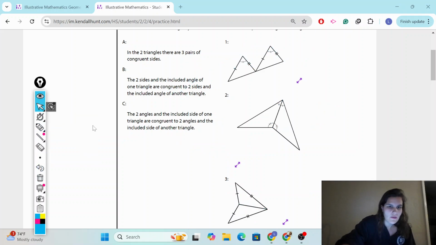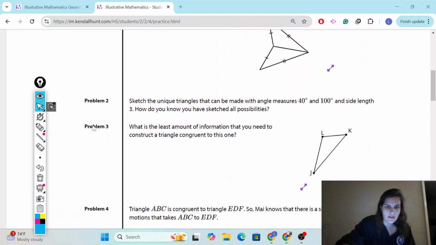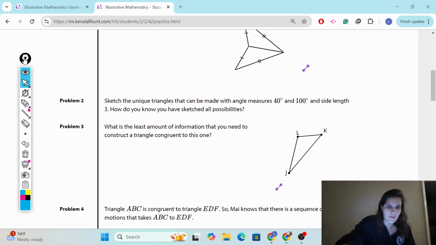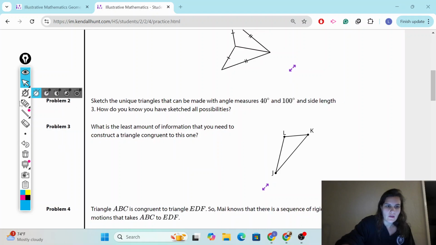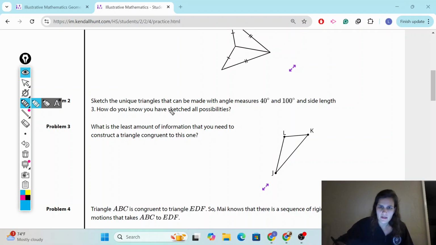As always, pause this video if you need to go over this question because I'm going on to the next one. Problem number 2. Sketch the unique triangles that can be made with angle measures 40 and 100 degrees and a side length of 3. How do you know you have sketched all possibilities?